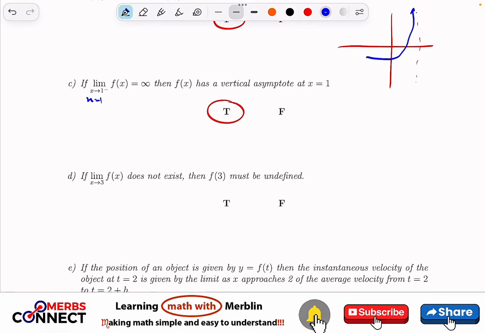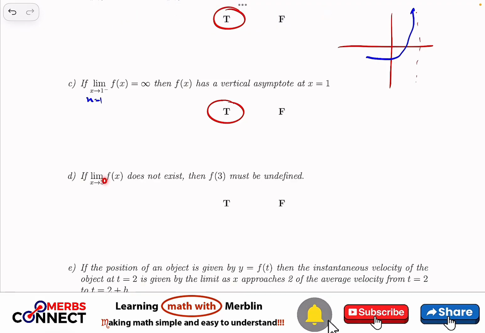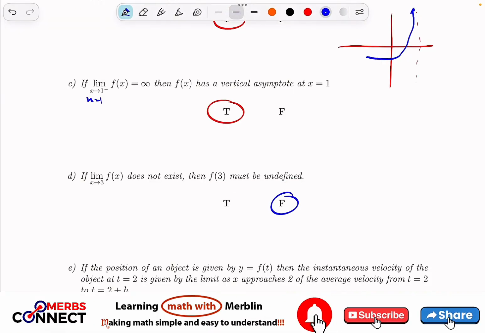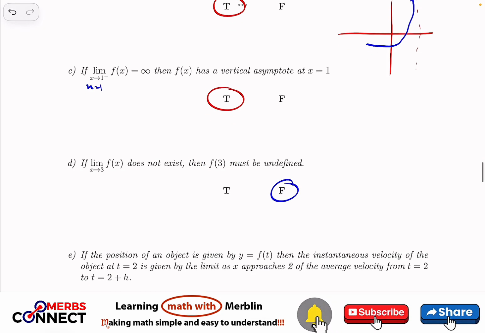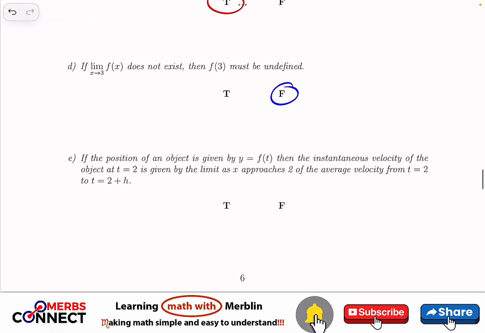Now let's look at D. The limit as x is approaching 3 of f of x does not exist, then this must be undefined. This is false. If the limit does not exist, it does not mean that this one must be undefined, right? It can be that the limit does not exist, meaning that the left and the right are not the same, but the function exists. So that's basically how the thing is. So this one is going to be false.